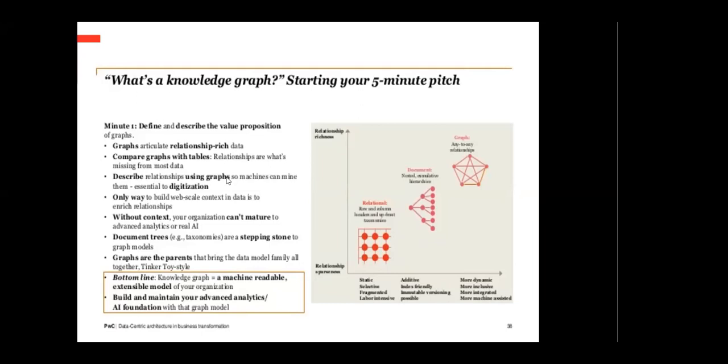So how do you apply context? And we are talking about intelligence. Intelligence can't work without context. Not possible. Describe relationships using graphs so machines can mine them. It's essential to digitization. Relationships create new opportunities of understanding, so it changes the whole landscape. The only way to build worth in data is to enrich relationships. You create web-scale relationships by connecting data from different parts of the world together and being able to see how they are connected.